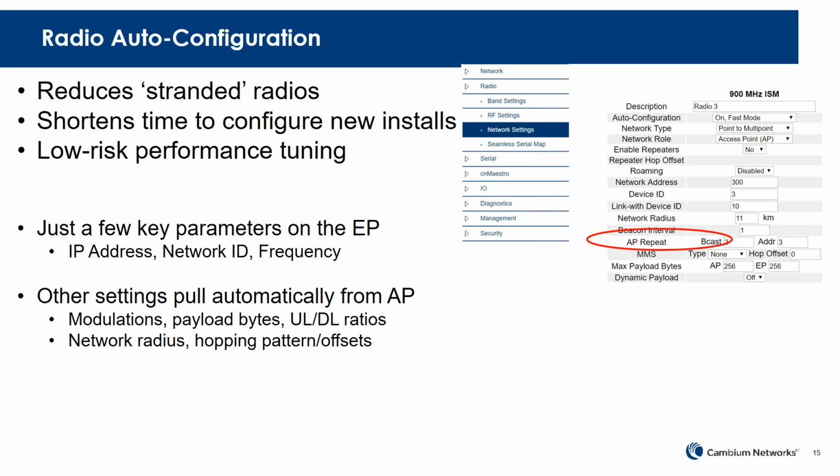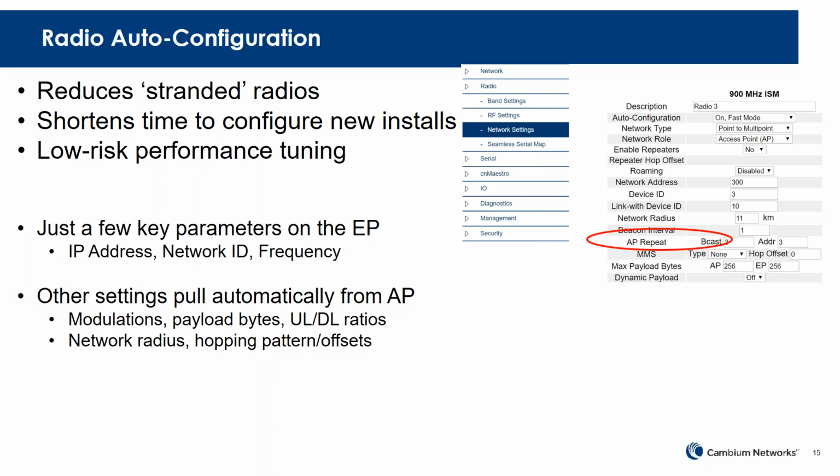You don't have to worry about what modulations I'm enabling, the payload bytes, the uplink downlink ratios. You don't have to worry about network radius, hopping patterns. All those settings are just done once on the access point. And then as part of the access point's beacon that it sends out while endpoints are acquiring or locking onto the system, they can read in that beacon what the parameters of the network are.